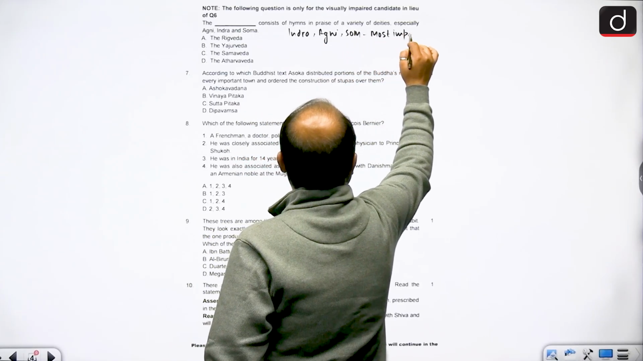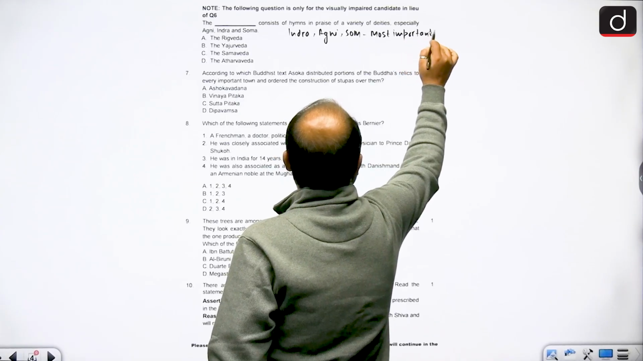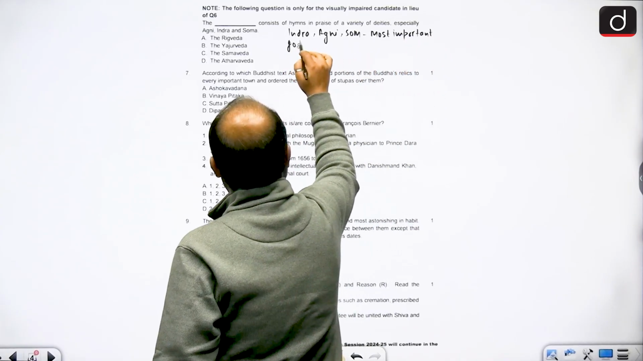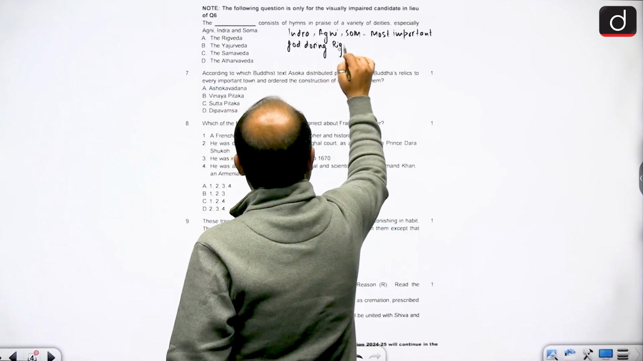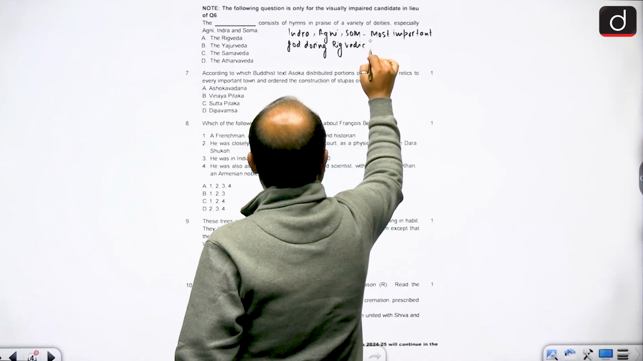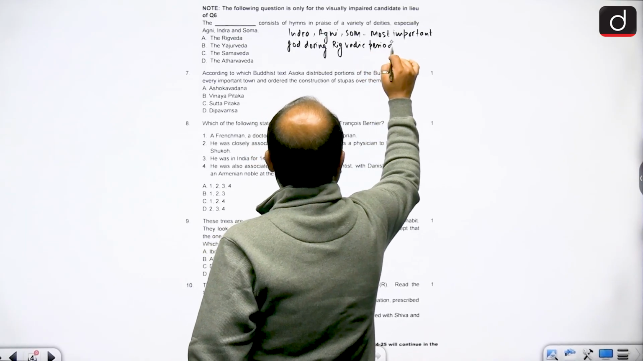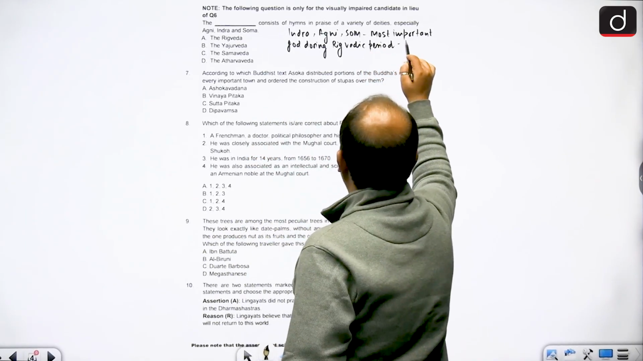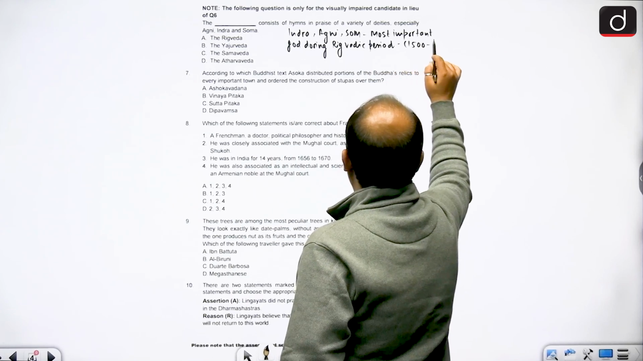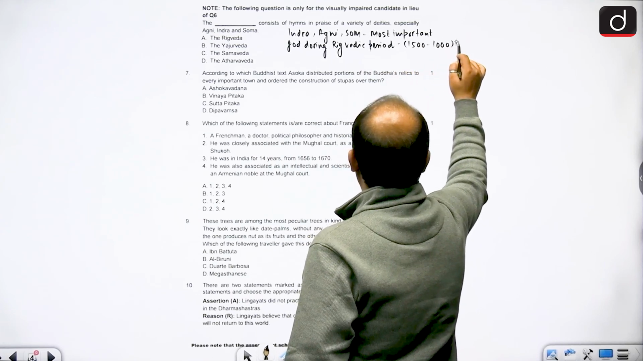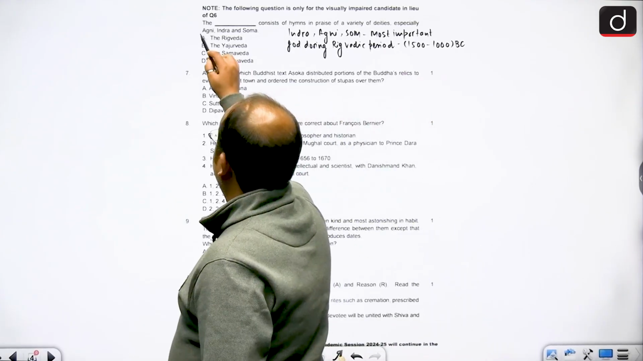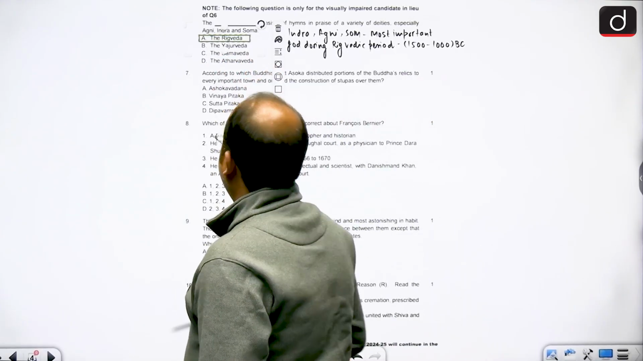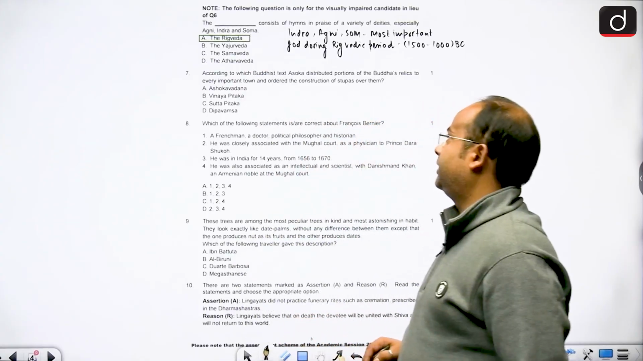The Rigvedic period is 1500 to 1000 BC. So the correct answer will be option A, Rigveda.